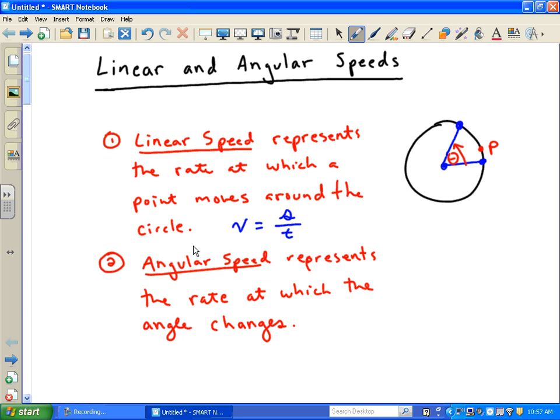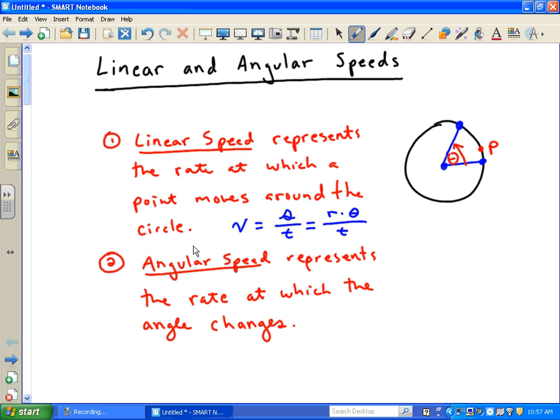Okay, the arc length we know has to do with the distance between points on the circle, and so the distance is divided by the time, and that'll give us a rate. We know a formula also for arc length. S is equal to R times theta. And here, for the linear speed, that would be divided by t. You can use either of those two formulas to find your linear speed.